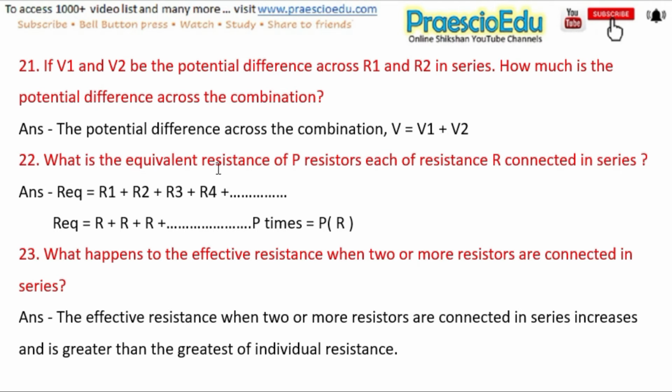Next question is what is the equivalent resistance of P resistors, each of resistance R, connected in series? And the answer is R1 plus R2 plus R3 plus R4 and so on. And then next one is R plus R plus R plus P times is equal to PR. Next one, what happens to the effective resistance when two or more resistors are connected in series? And the answer is the effective resistance when two or more resistors are connected in series increases and is greater than the greatest of individual resistances.